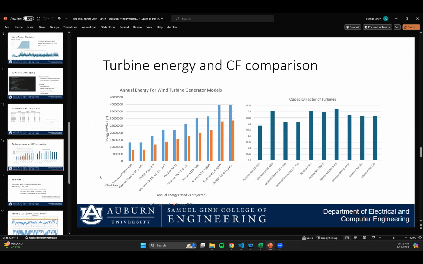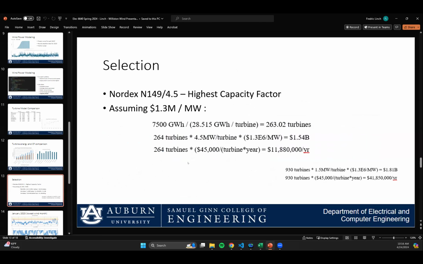All right, and then these are just graphs comparing the rated annual energy in blue on the left, and then the actual annual energy in orange. So you can compare what the rated versus the actual energy produced by each turbine model was, and then just the capacity factor on the right. So you can see that the two 4,500 kilowatt rated models had the highest capacity factor compared to the other ones. The Nordex N149 had the highest capacity factor and also produced the most energy.